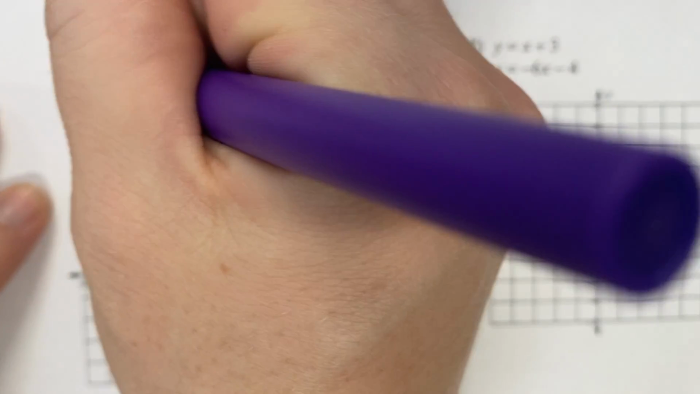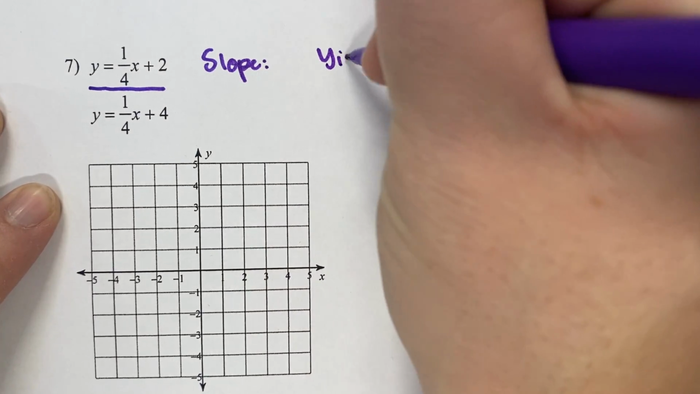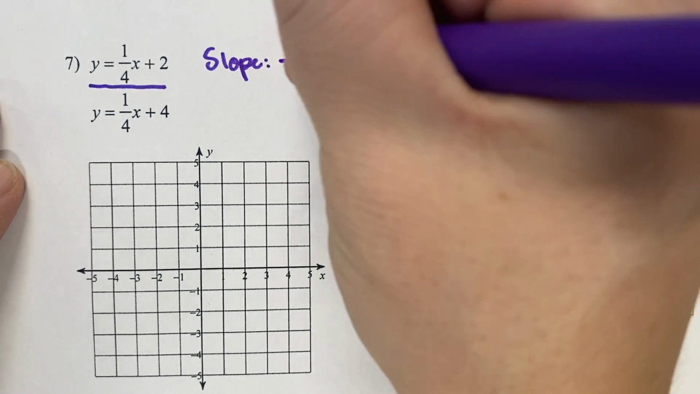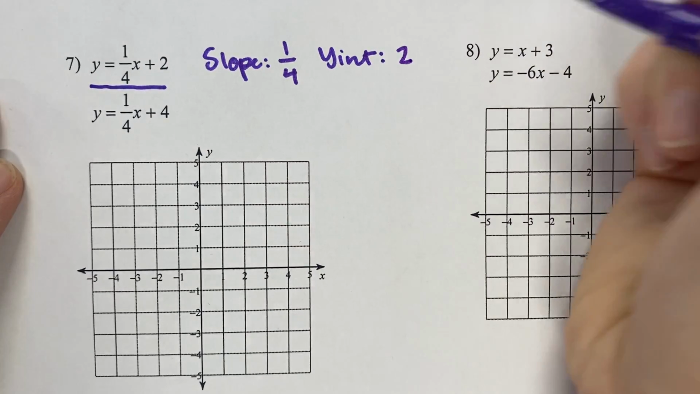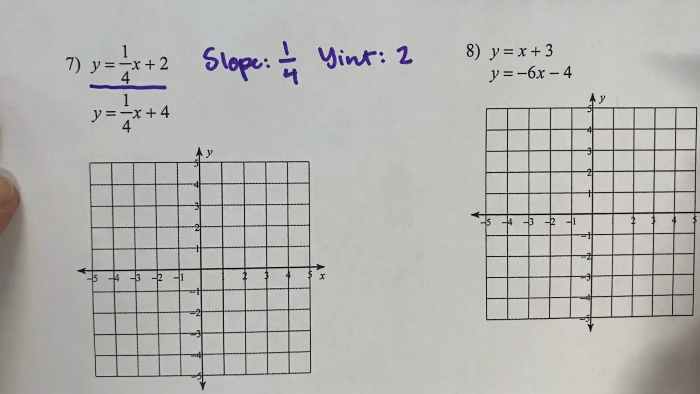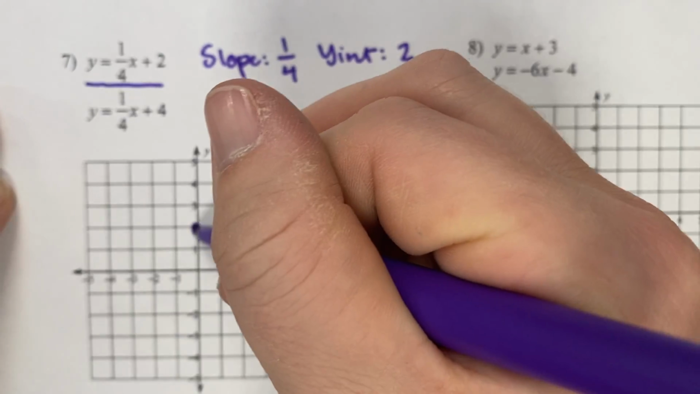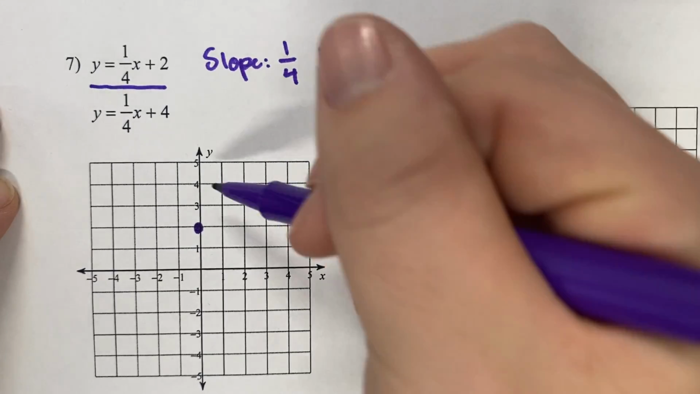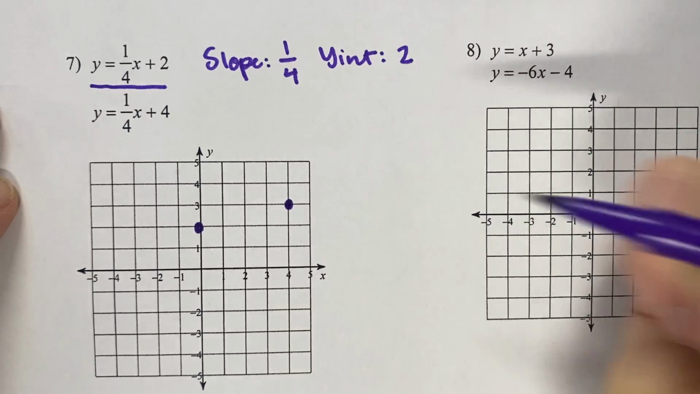So we have our top one, slope and y-intercept. Okay, my slope for my purple guy is 1/4. And my y-intercept is a +2. Okay, so we're going to find +2 on our y-axis. That's going to be right there. And we're going to go up 1 and over 4. So up 1, over 1, 2, 3, 4.